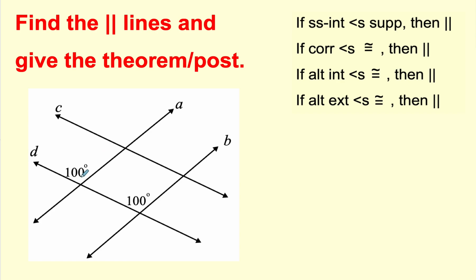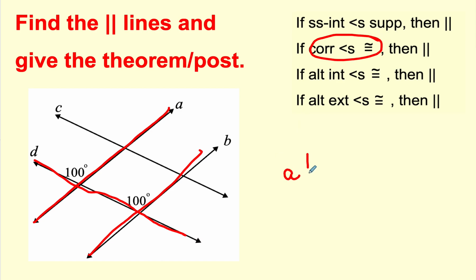Let's take a look at this one. Again, I'm going to outline the lines that make the 100. And as soon as I do that, I'm going to try to figure out that name. It looks like they're facing the same direction, so that's corresponding angles. So yes, I do have parallel lines, and they happen to be A and B.